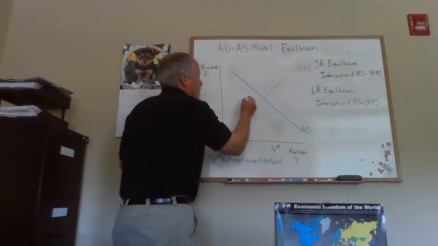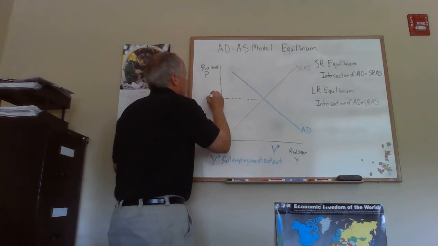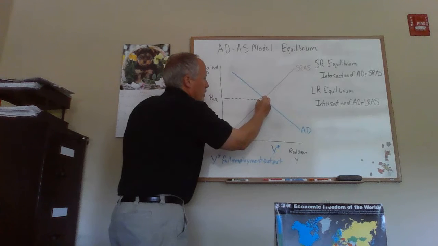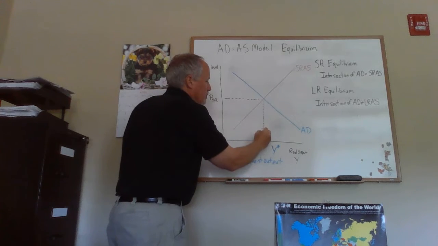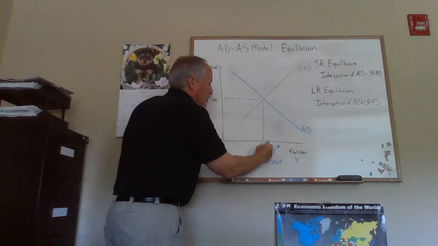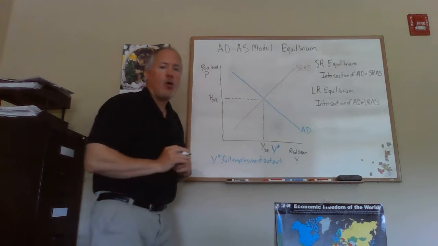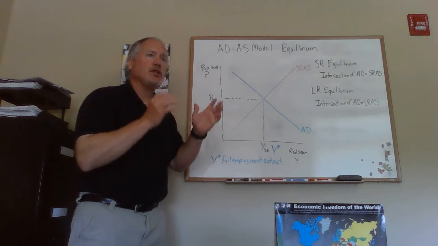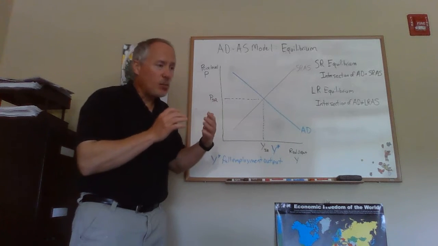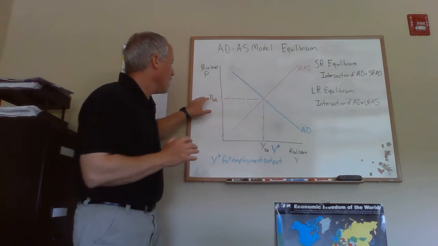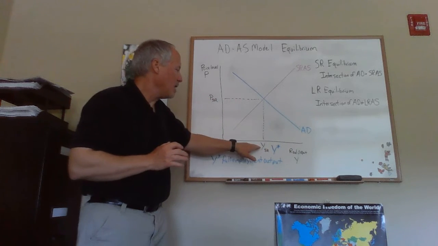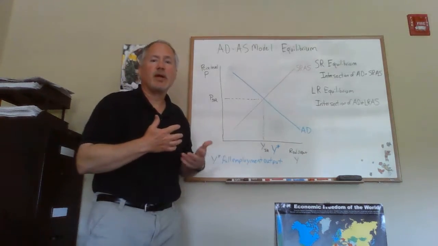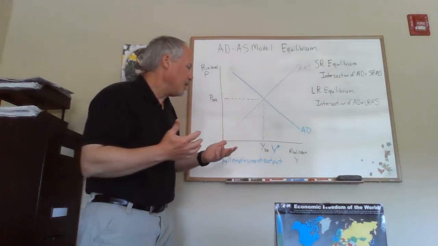So then the price level there would be the short run price level, and the output here would be the short run level of output. And that would be a short run equilibrium. During this period of time in which some prices can't adjust, the economy would have a price level of PSR and an output level of YSR, wherever the aggregate demand and short run aggregate supply curves happen to intersect.